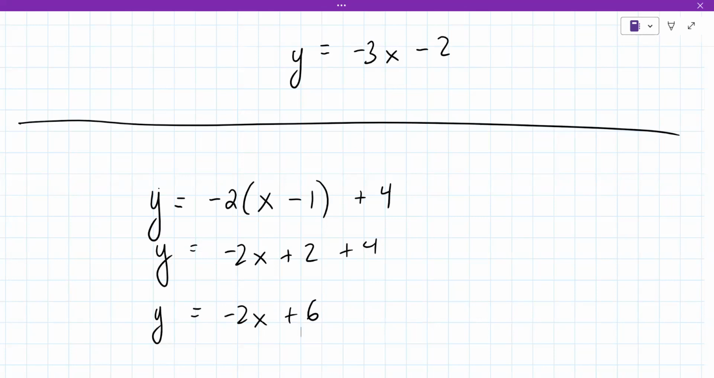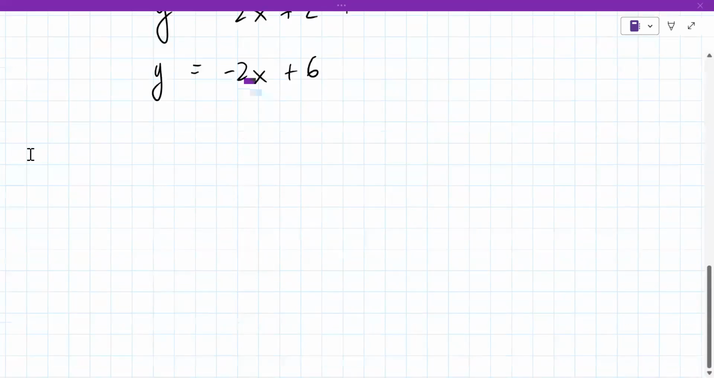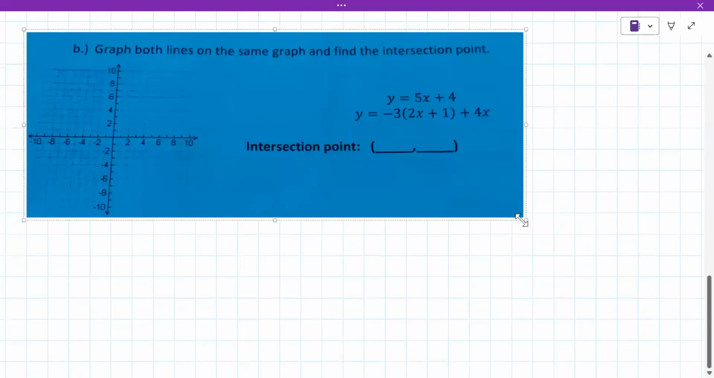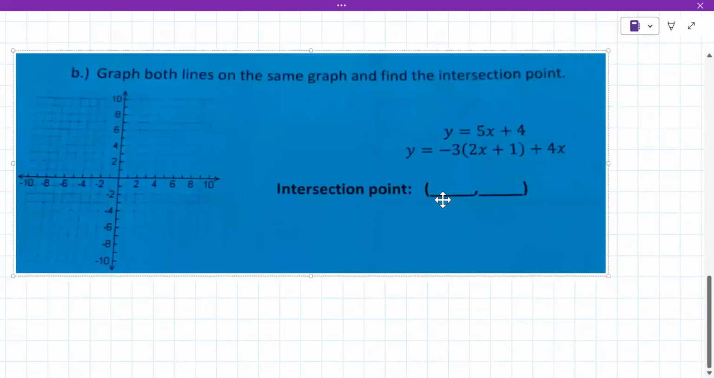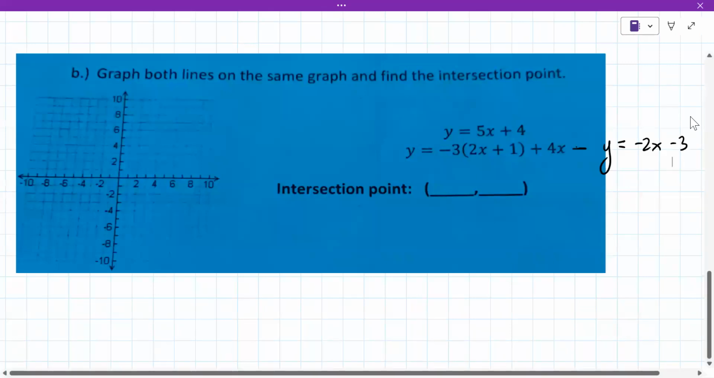Okay, so we're going to move on to part B here. The second one we already rewrote. It ended up being y equals minus 2x minus 3. Like we did that earlier. So it says to graph both lines on the same graph and find the intersection point.